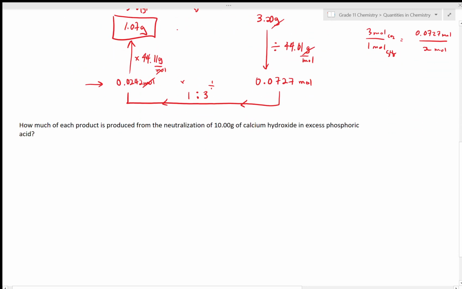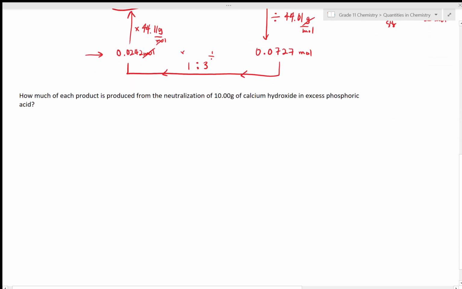Lastly, we have a problem here, and it says how much of each product. So notice that the language is really important. You have to figure out exactly what we're being asked for. In this case, it's asking us for both products, or at least two products. We don't have an equation yet, so we'll figure that out.